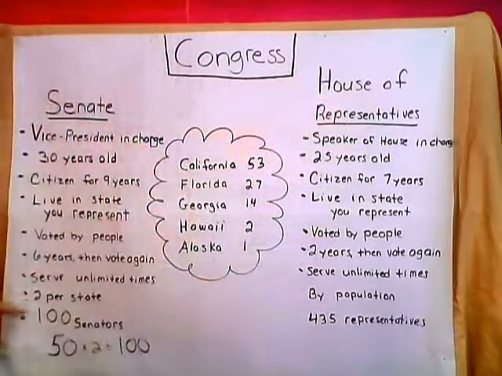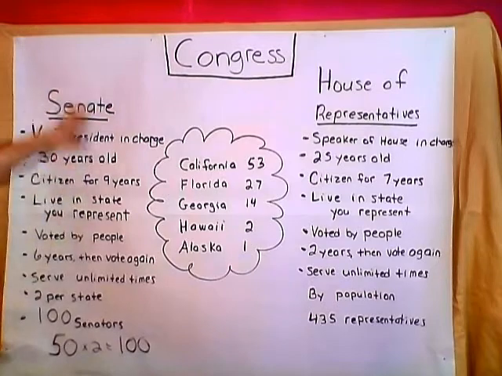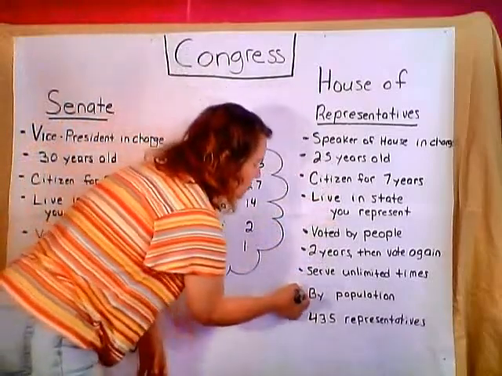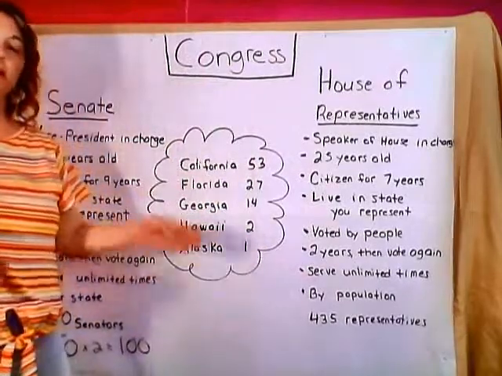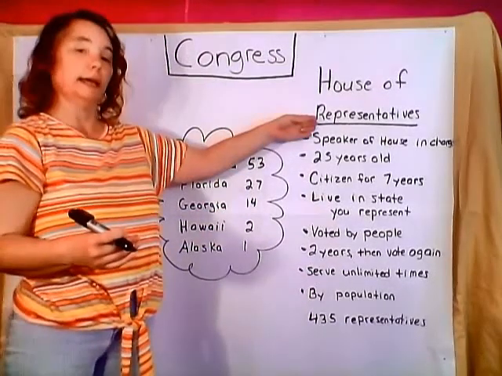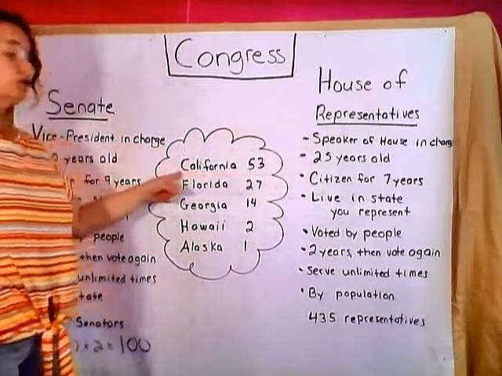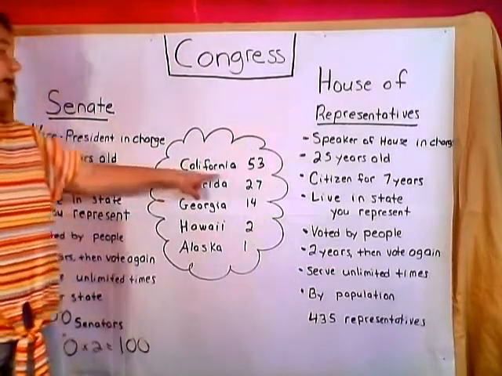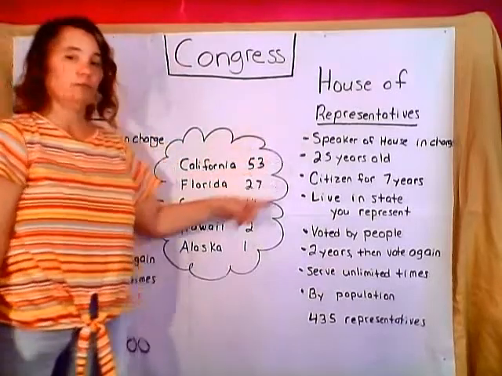Now, over here we said you get 2 per state. No matter how many people live in your state, you get 2 per state. That was one side of the compromise. This is the other side of the compromise. This one is by population. So the more people you have in your state, the more representatives you get to have. So if you look here, if you live in California, which has the most people living in it, California has 53 people in the House of Representatives.